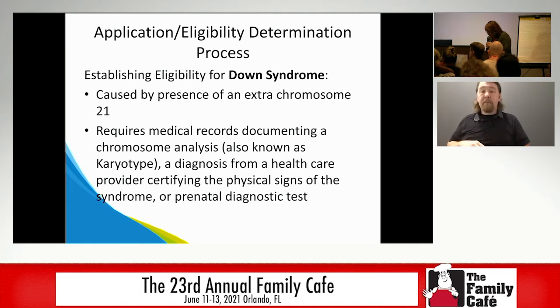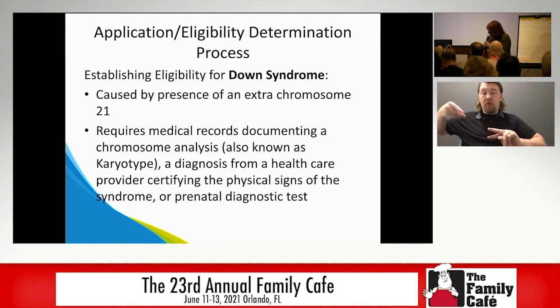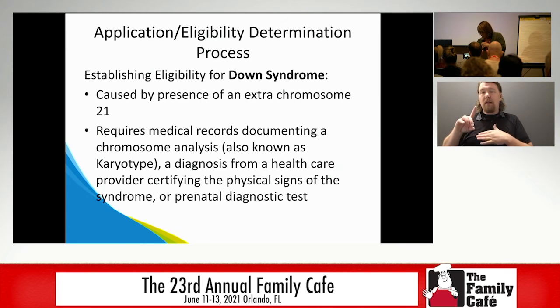Down syndrome means a disorder caused by presence of an extra chromosome 21. Evidence under this category requires medical records documenting a chromosome analysis, also known as a karyotype, finding the individual has extra genetic material in their number 21 chromosome. In absence of a chromosome analysis, a diagnosis can be accepted from a healthcare provider certifying the physical signs of the syndrome. A prenatal diagnosis or a prenatal diagnostic test may also be accepted as proof for eligibility purposes.